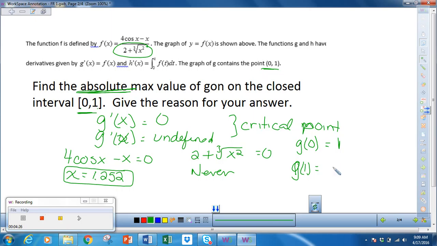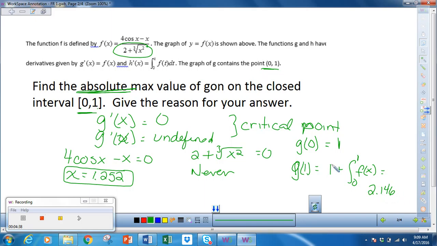And g of 1 is going to equal 1 plus the integral from 0 to 1 of f of x. Because I'm told that the derivative of g of x is f of x, to find g of x, I have to integrate f of x. And since I know where g is at 0, I can evaluate from 0 to 1, but I have to add where I started. Since g of 0 is 1, I had to add my starting place, and I got g of 1 is 2.146.